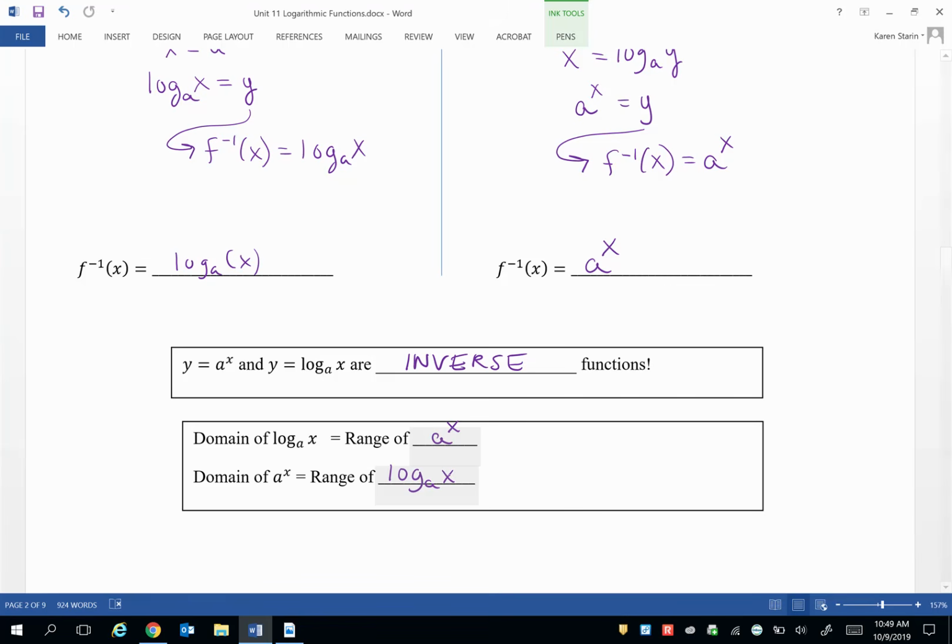But again, make sure you understand this connection between logarithms and exponential functions. So between units 10 and 11, we have a connection here.